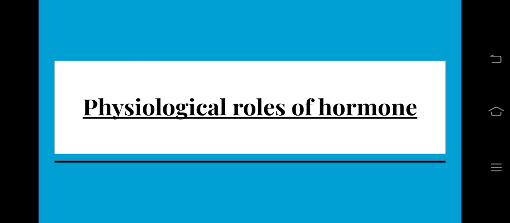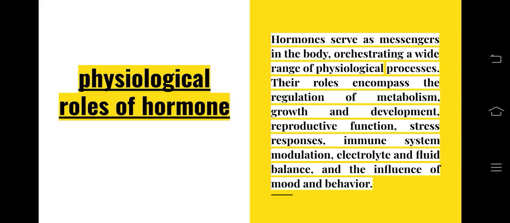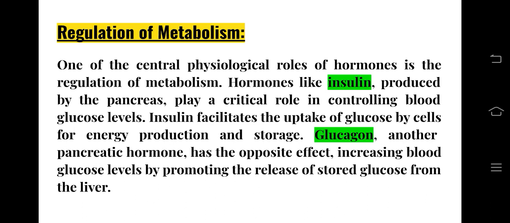And physiological roles of hormones. Some major physiological roles, functions like that. Hormones serve as messengers in the body, orchestrating a wide range of physiological processes. Their roles encompass the regulation of metabolism, growth and development, reproductive function, stress responses, immune system modulation, electrolyte and fluid balance, and the influence on mood and behavior. So let's learn one by one.